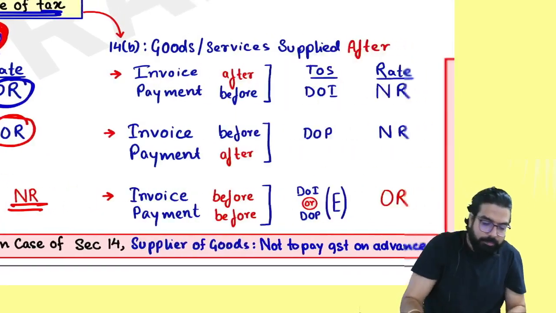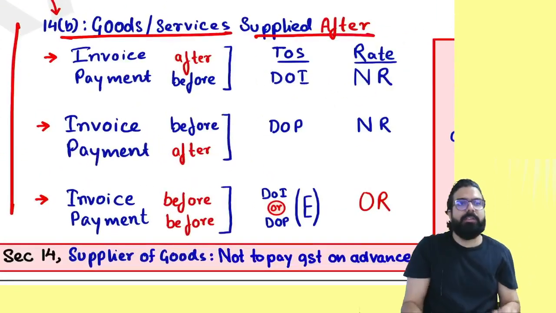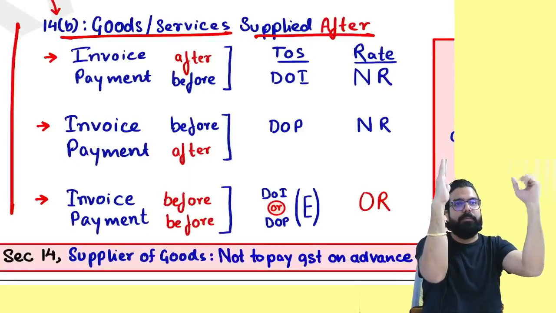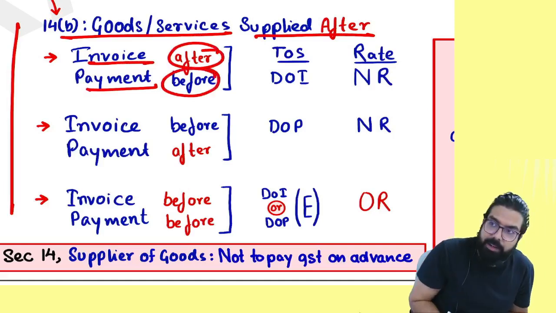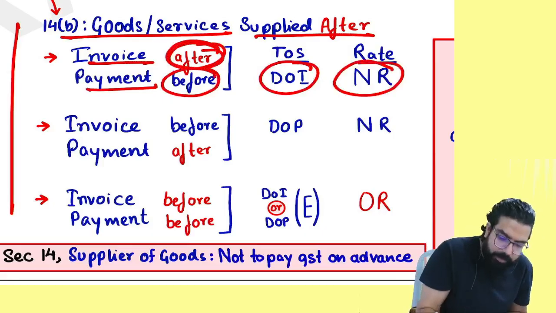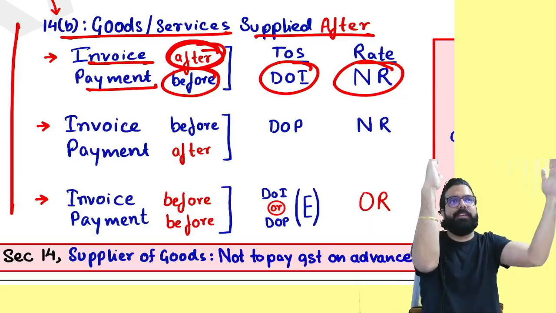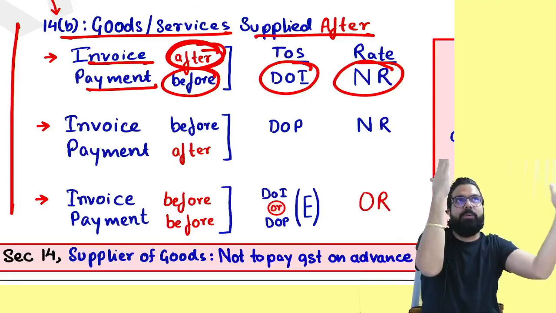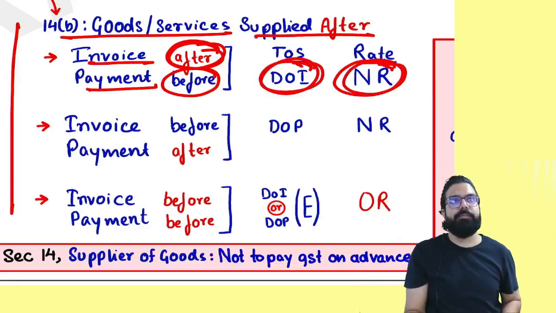Got it? Next. Goods and service supplied after the rate change. Now here, goods and service supplied after. You have to see what is after. Is the invoice after or the payment after? Invoice, then date of invoice and the after rate. Did you guys get it? Goods and service supplied after the rate change, invoice is after, payment is before. Along with the supply, what is attached? Invoice, so date of invoice and the after rate.